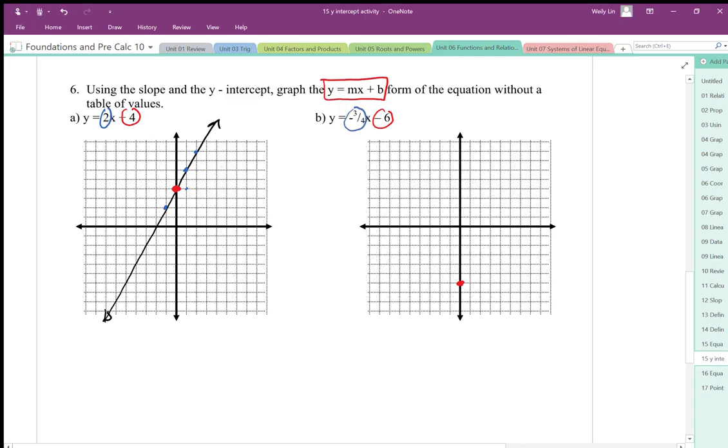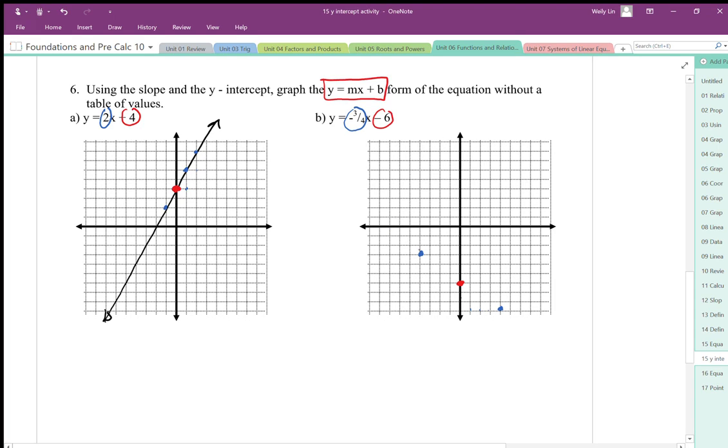So this is -3 over 4. So I'm going to go down 3, 1, 2, 3, over 1, 2, 3, 4. Okay, so there's a point there. I can go the other way, so I can go backwards 4, up 3. Okay, backwards 4, up 3, and use the slope backwards. And that gives me the patterning.